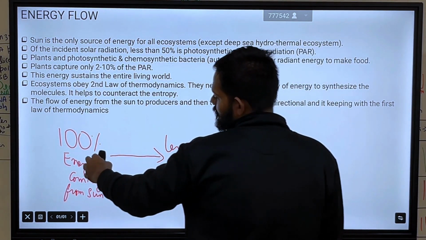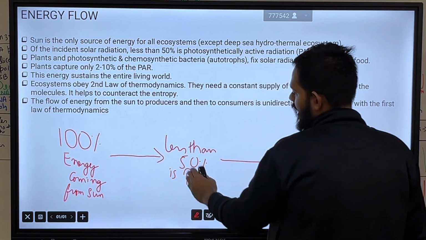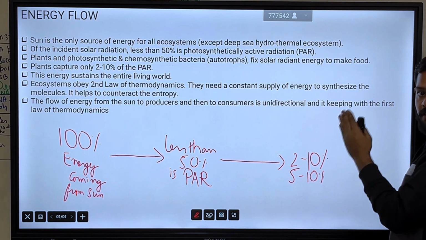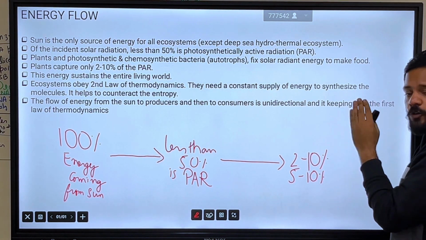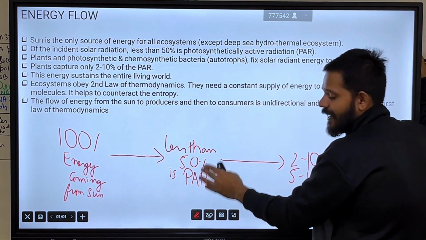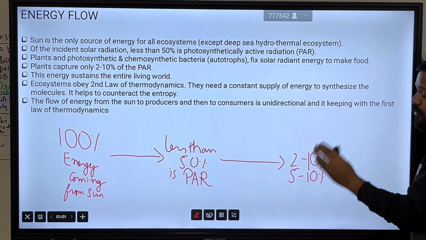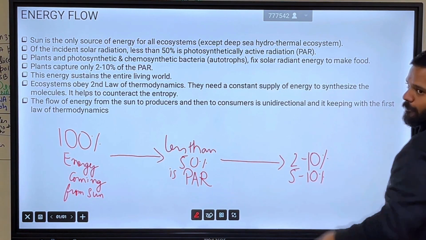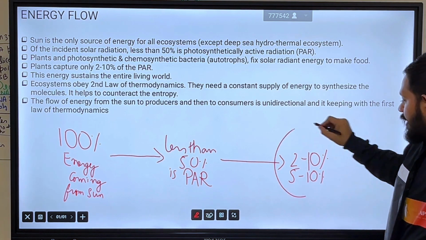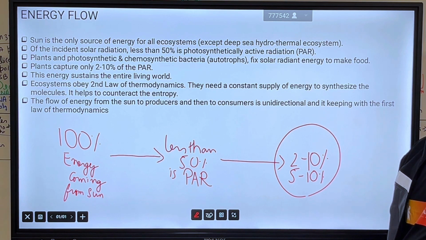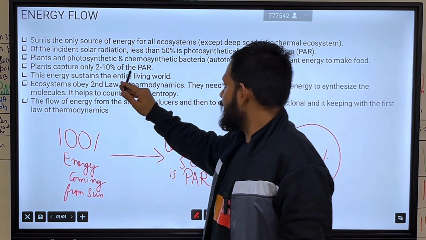So this is the energy which is coming from the sun. This is the energy which is taken by your plant to do photosynthesis, the thing which is really absorbed by the plant. It is the light which is going to be used by the plant, but the plant only takes 2 to 10% or 5 to 10% of this 50%. This is the energy which runs this earth. जो अर्थ पे इकोसिस्टम चल रहे हैं, जितने भी वेजिटेशन चल रहे हैं, it is because of this 2 to 10%. This energy sustains the entire living world.